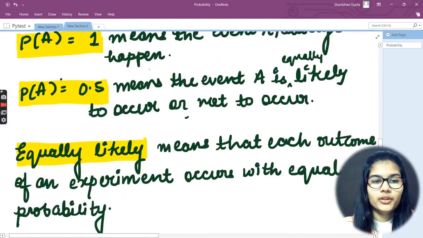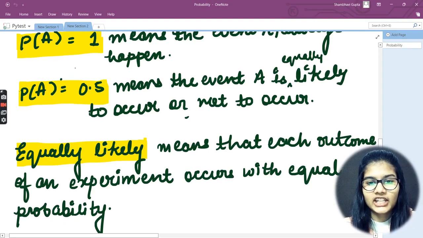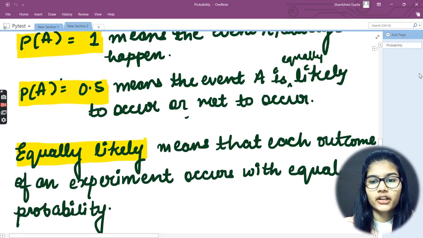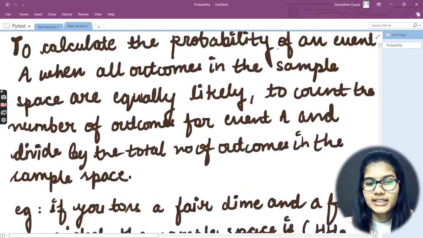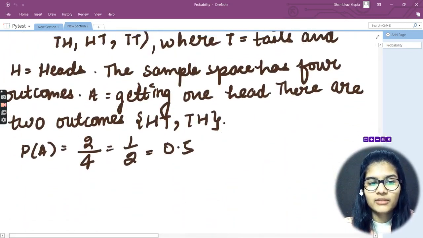So here I told in the previous video that if the probability of A is equal to 0.5, it means the event A is equally likely to occur or not to occur. And see here, what I am getting is probability of A is equal to 0.5. So this is how you calculate the probability of an event for all the outcomes in the sample space which are equally likely. Hope I'm pretty clear with this particular thing too. Great.